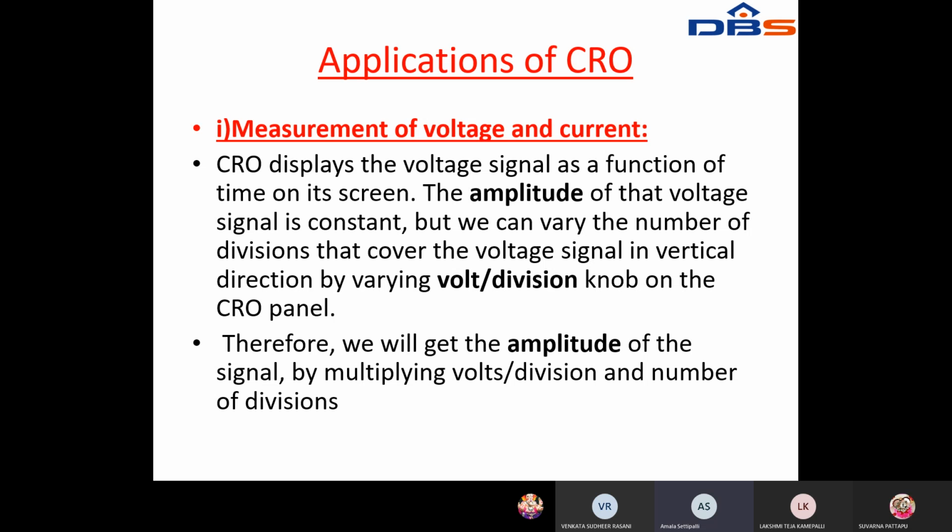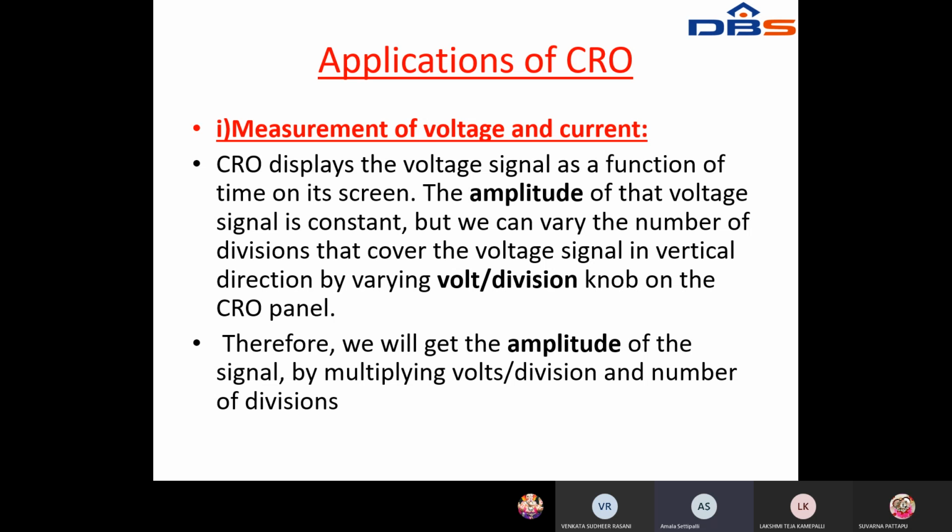The deflecting torque will be provided in five ways by using the magnetic effect, electrostatic effect, Hall effect, thermal effect, like this. Controlling torque is provided in two ways, by using springs and by using gravity. That's why you can say that controlling torque is of two types, spring control and gravity control.